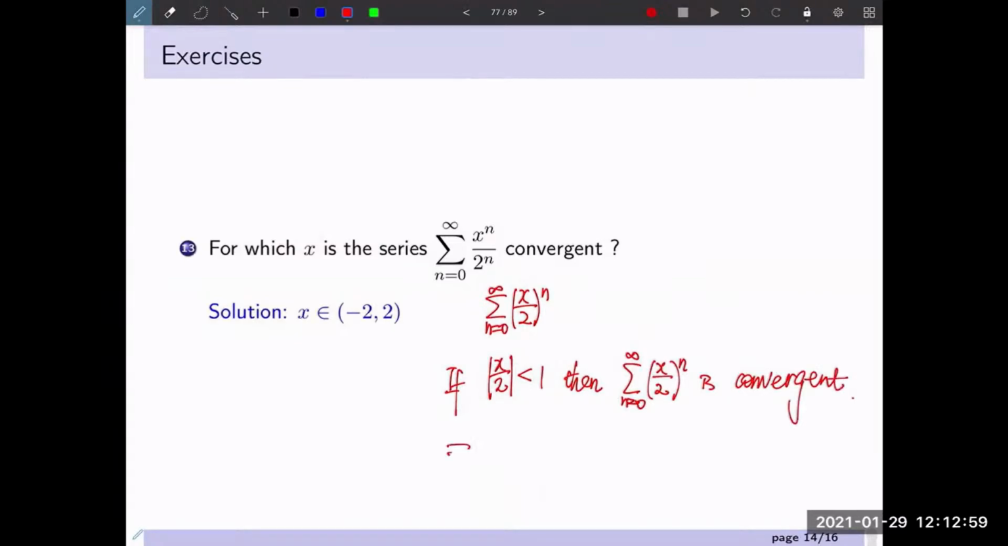And this would give us the result that the absolute value of x should be smaller than 2. x should be from -2 to +2. So this is the standard argument. You should first regard x to be a fixed number, any number, and you determine whether the series is convergent. You find the condition, and from the condition, you would furthermore write down the range of x satisfying this inequality.